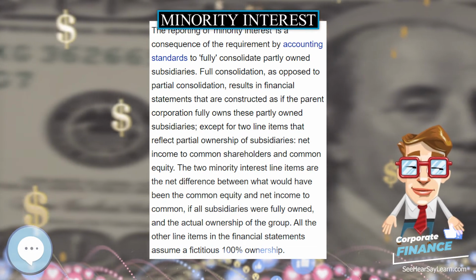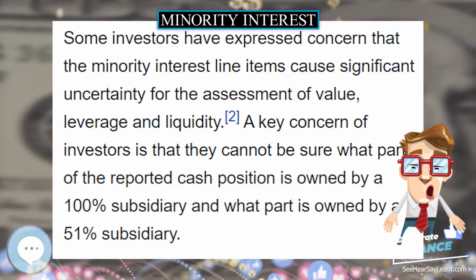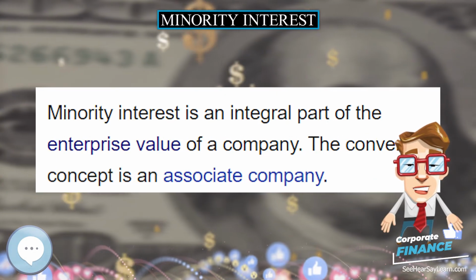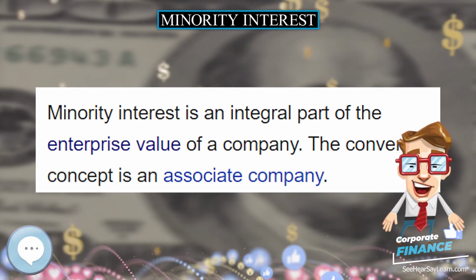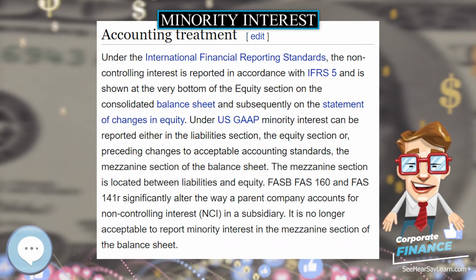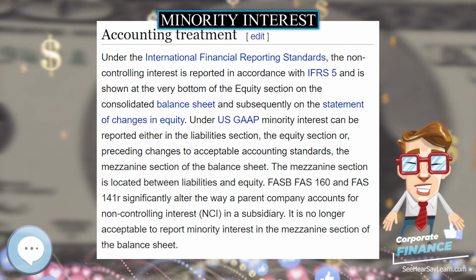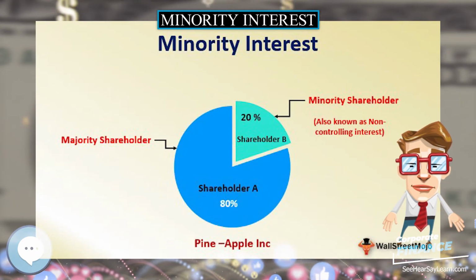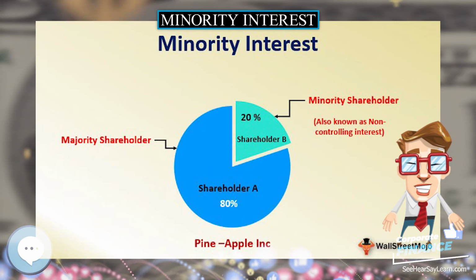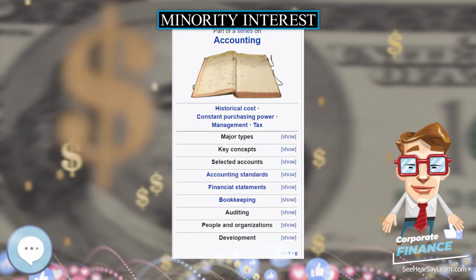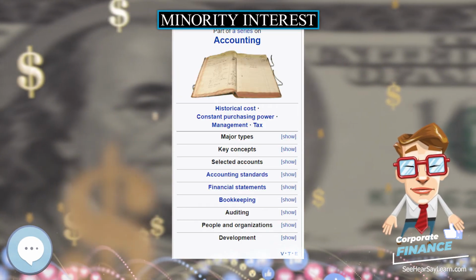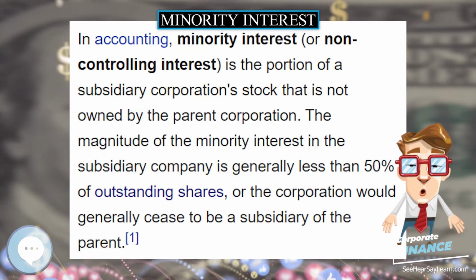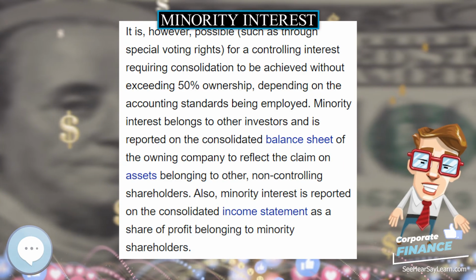Accounting treatment. Under the International Financial Reporting Standards, the non-controlling interest is reported in accordance with IFRS 5 and is shown at the very bottom of the equity section on the consolidated balance sheet and subsequently on the statement of changes in equity. Under US GAAP, minority interest can be reported either in the liabilities section, the equity section, or, preceding changes to acceptable accounting standards, the mezzanine section of the balance sheet. The mezzanine section is located between liabilities and equity.